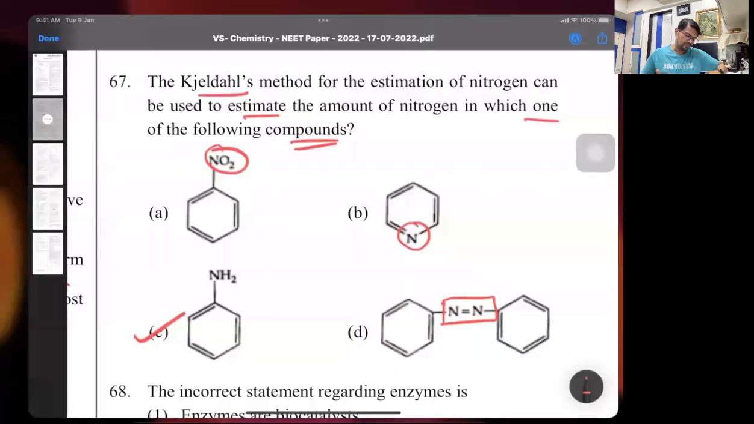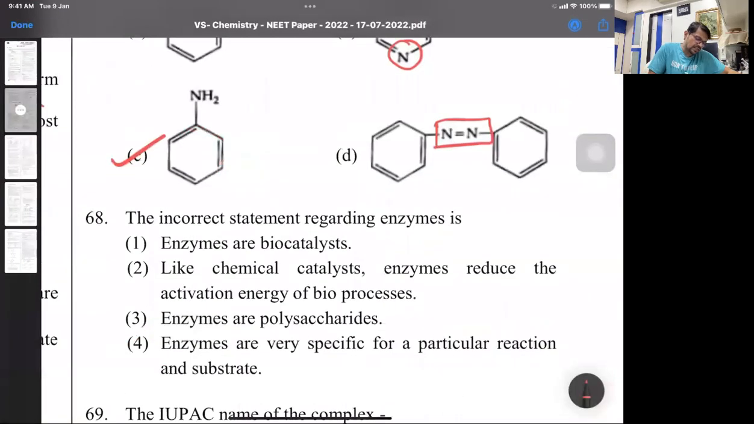68, the incorrect statement over here. Now it says enzymes are polysaccharides. They are mainly the biocatalysts, what we call. So this is the incorrect one. So 68 is 3.